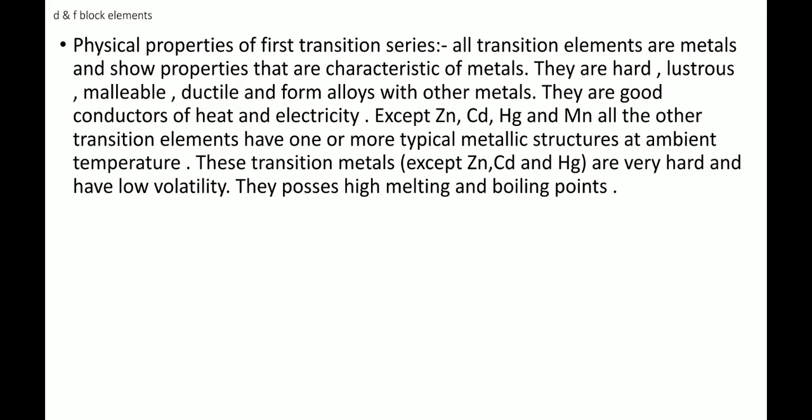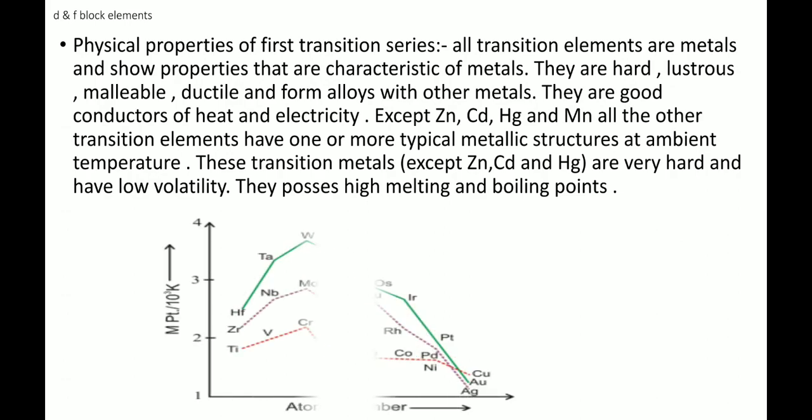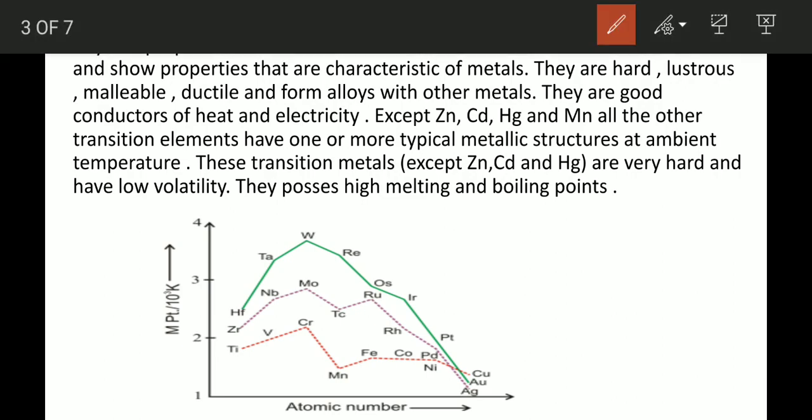These transition metals, except zinc, cadmium, and mercury, are very hard and have low volatility. They possess high melting and boiling points. Definitely they are hard and have high melting and boiling points. See, melting and boiling point. You will see this fluctuation.